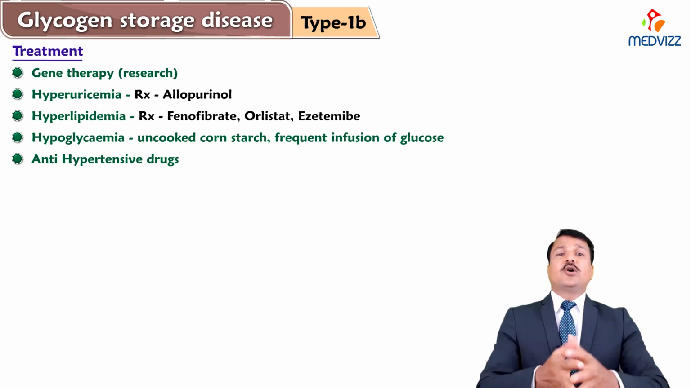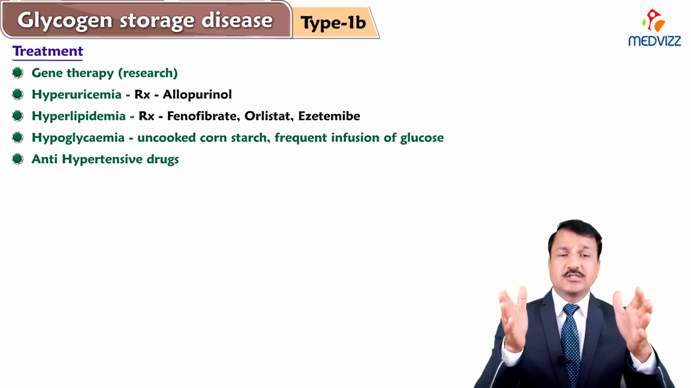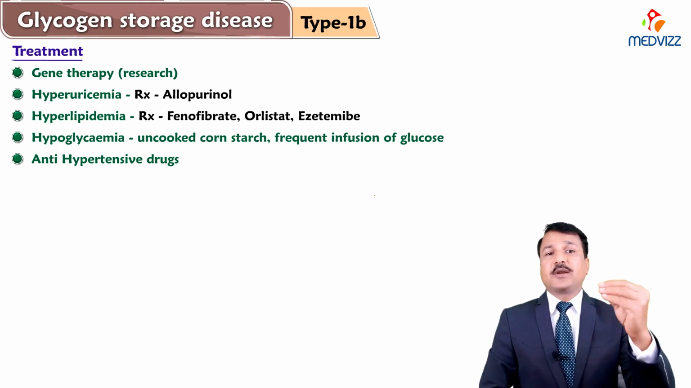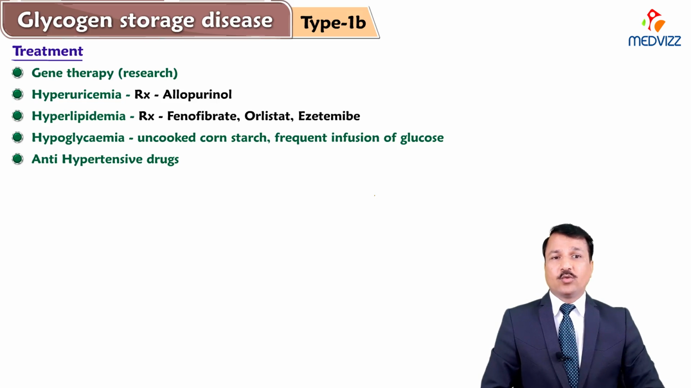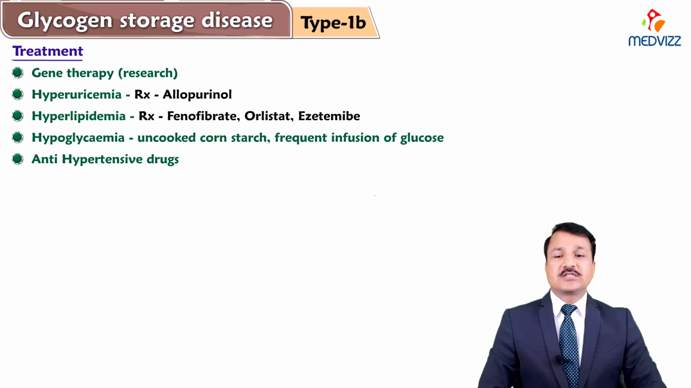So this is all about Von Gierke disease, and also I have covered glycogen storage disease 1A, that is Von Gierke, and 1B also, and briefly I have explained 1C and 1D. That's about it, and I hope this video has helped you in understanding glycogen storage disease type 1.